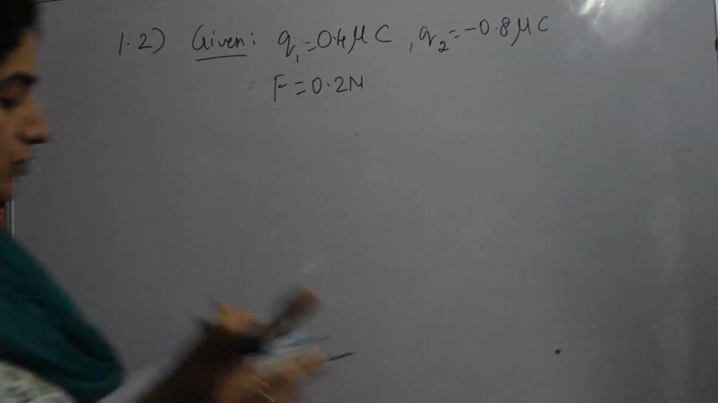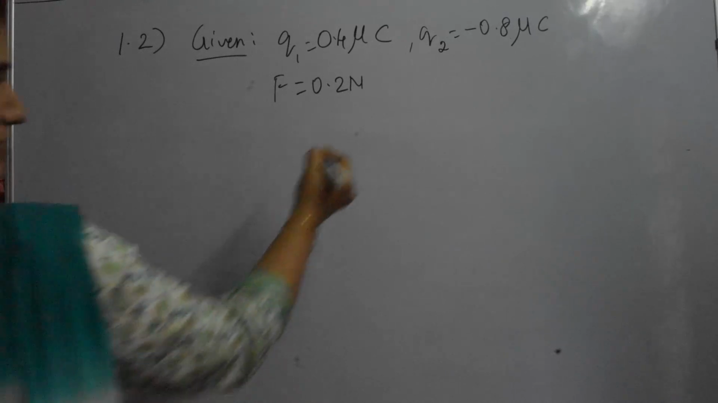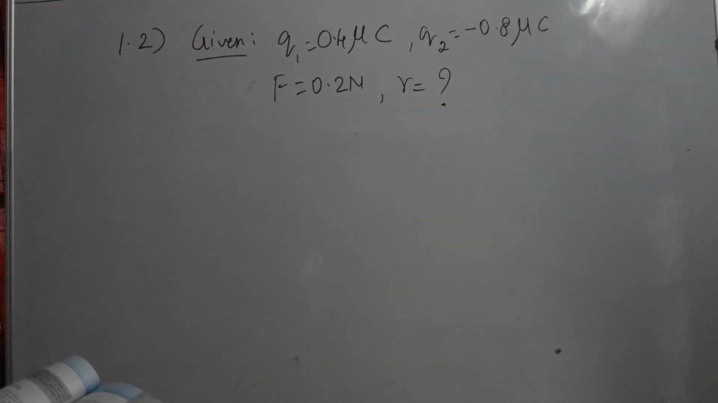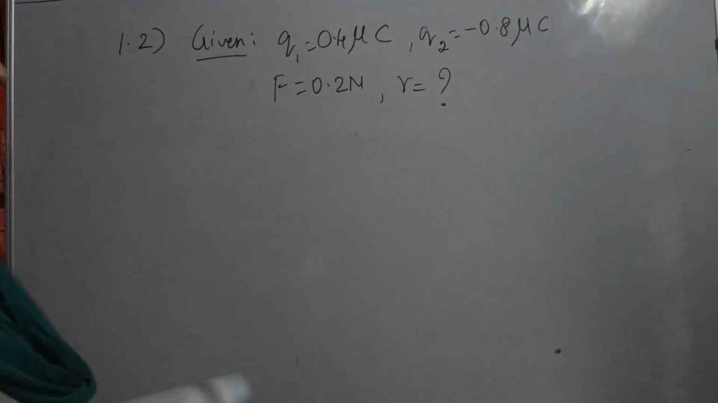So first, there are two parts here. What is the distance between the two spheres, as I have already told? So you have to calculate R. R is required. And the second one is, what is the force on the second sphere due to the first one?